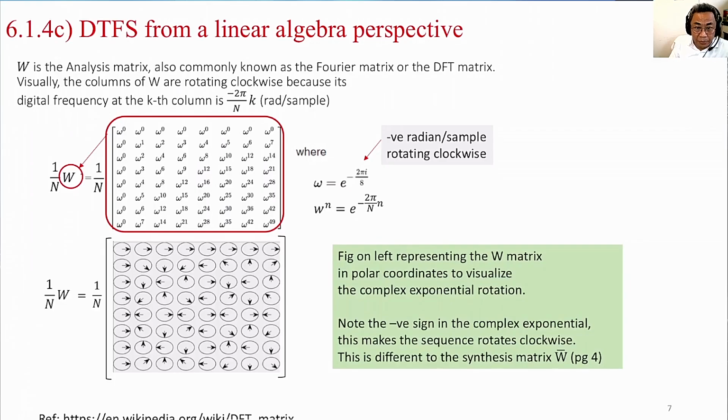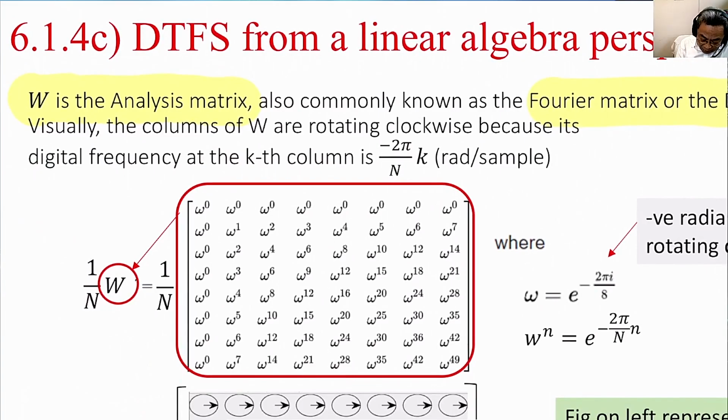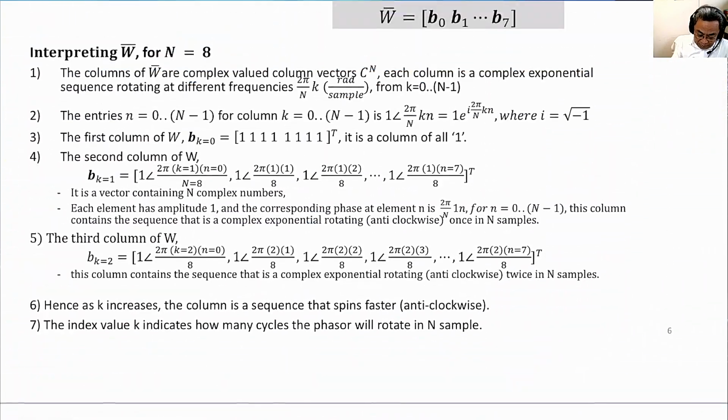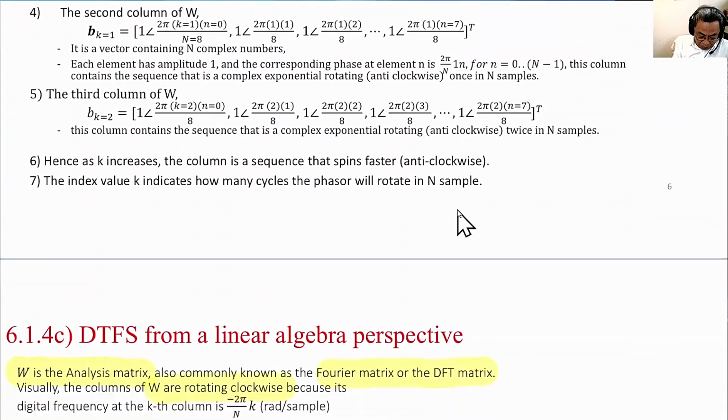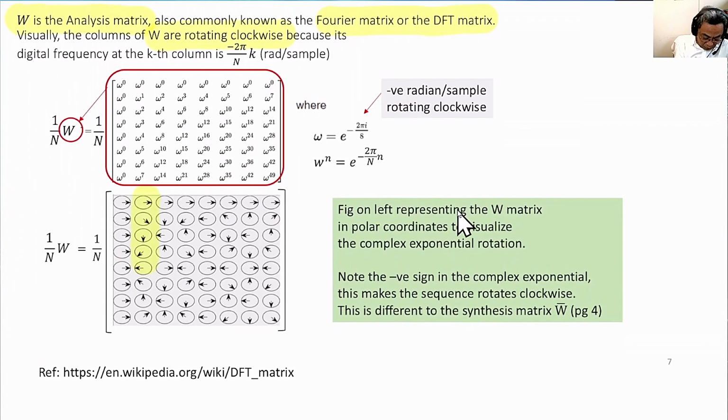We have discussed the W bar matrix. Now let us discuss the W matrix. The W matrix is also called the DTFT matrix, and different to the W bar matrix, its complex phases are rotating clockwise. You realize that in the last perspective, the phases are rotating anti-clockwise. The W matrix actually is rotating clockwise. So that is the only key difference between the W bar and the W matrix.